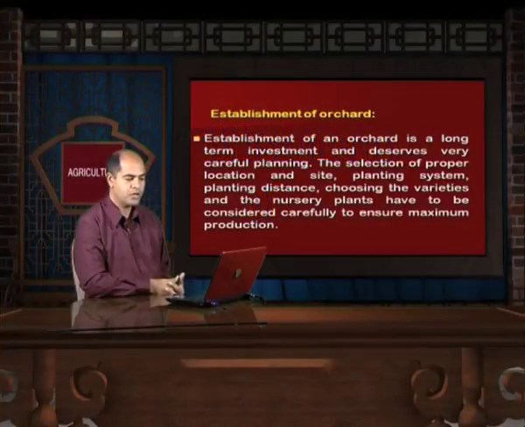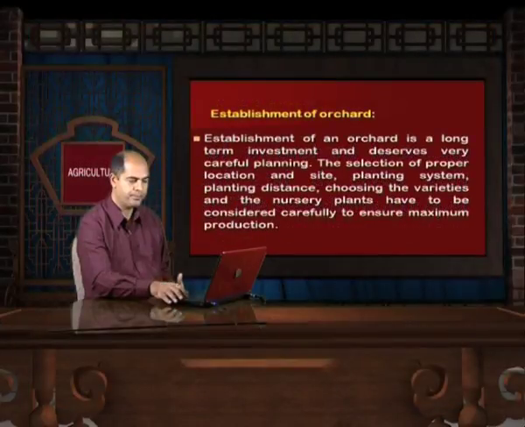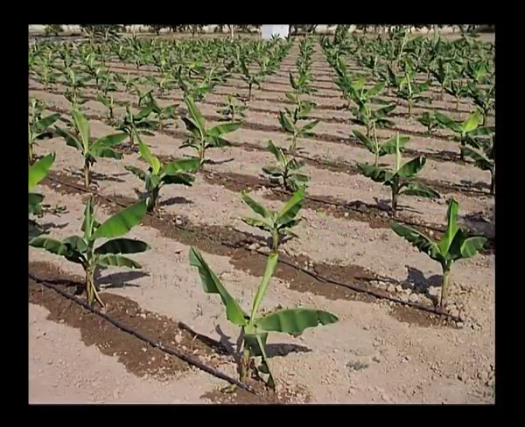Establishment of an orchard is a long-term investment and deserves very careful planning. The selection of proper location and site, planting system, planting distance, choosing the varieties and the nursery plants have to be considered carefully to ensure maximum production. In this picture, you can see the early stage of a very well managed banana plantation under drip irrigation system.